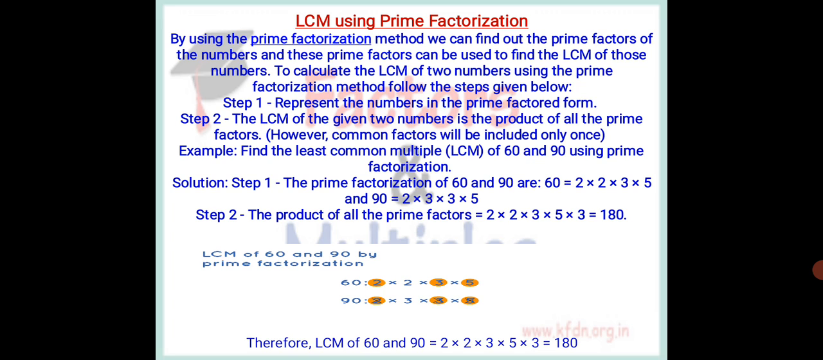Product of all the prime factors: 2 into 2 into 3 into 5 into 3, that is 180. Therefore, we can say through the method of prime factorization, LCM of 60 and 90 is 2 into 2 into 3 into 5 into 3. The result is 180.